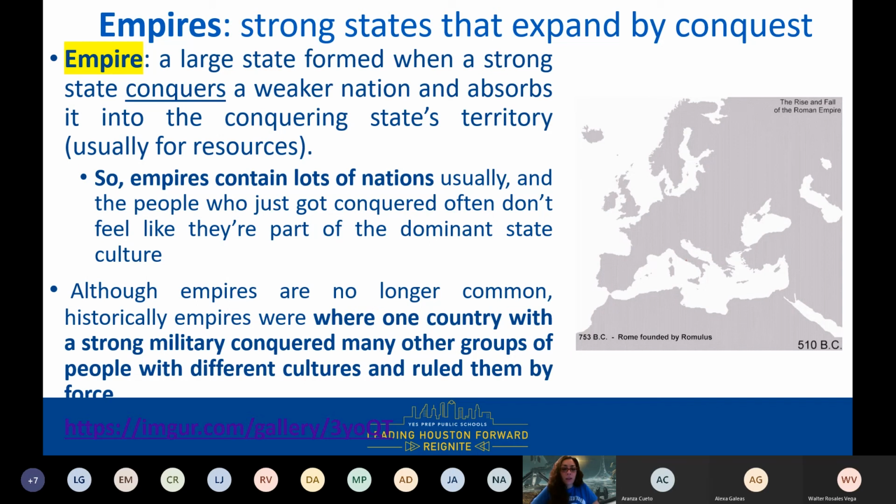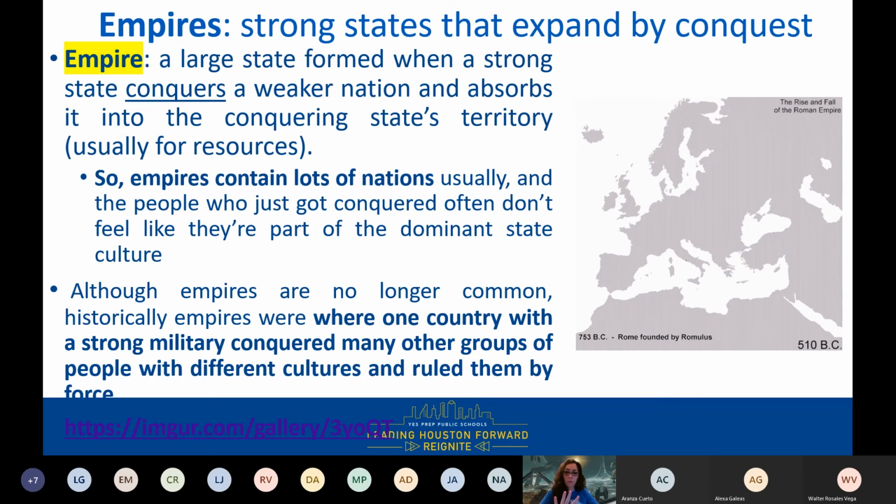Although empires are no longer common, although put an asterisk next to that because they kind of are, we just don't call them empires anymore. And we'll get to that in world history. Historically, empires were when one country with a really strong military conquered many other groups of people with different cultures and ruled them by force. So again, I've given you the same definition, like 3 slightly different ways, kind of hoping that one of them will stick.